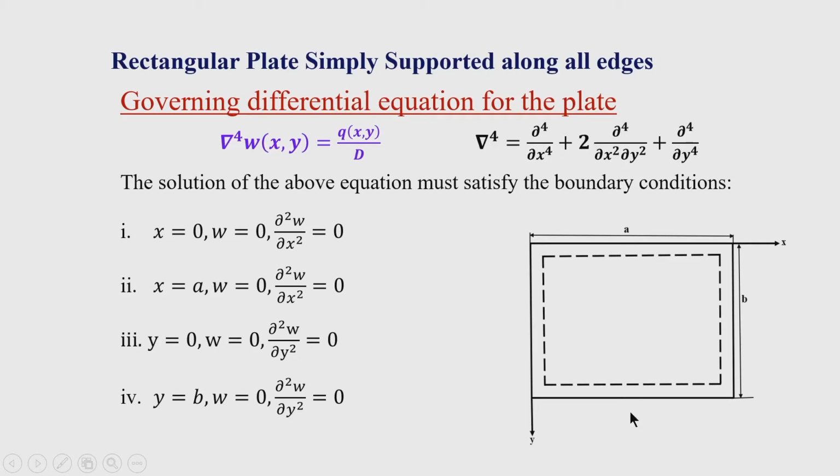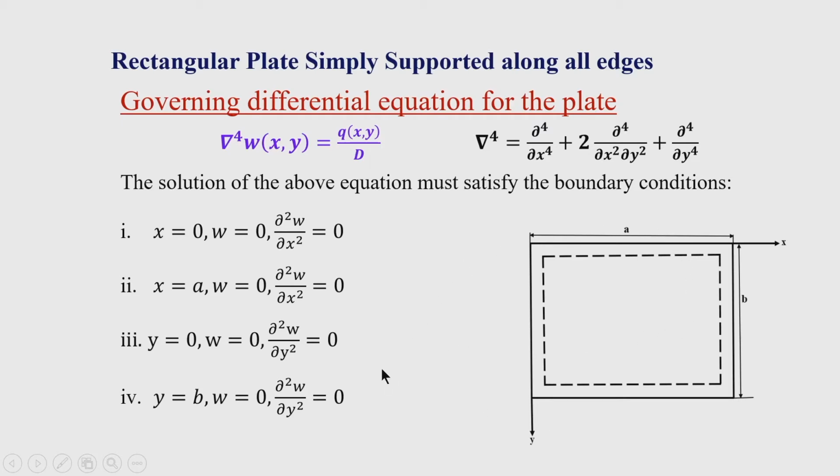On the opposite edge where y is equal to b, again deflection is 0 and del square w by del y square is 0. Now, we have this condition: mainly deflection and its second derivative. So the deflection function and its second derivative along x and along y direction need to be 0 along the edges, since these edges are simply supported.